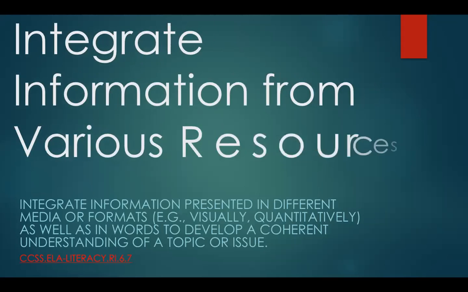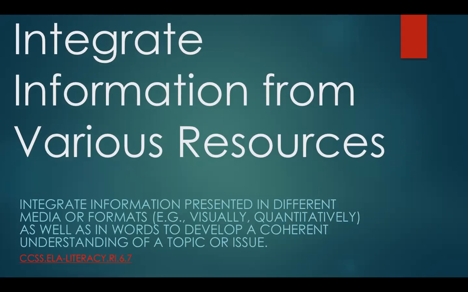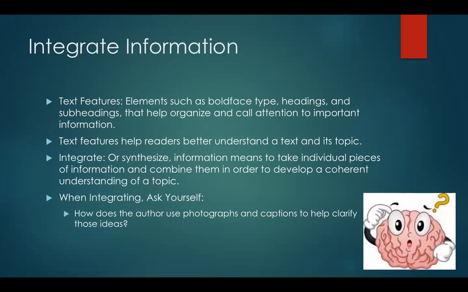So, we're going to integrate information from various resources. Integrating information presented in different media or formats, for example, with visuals or quantitatively, as well as in words to develop a coherent understanding of a topic or issue. So, when you integrate information, we're looking for text features, elements such as boldface type, headings, and subheadings that help organize and call attention to important information. Text features help readers better understand a text and its topic.